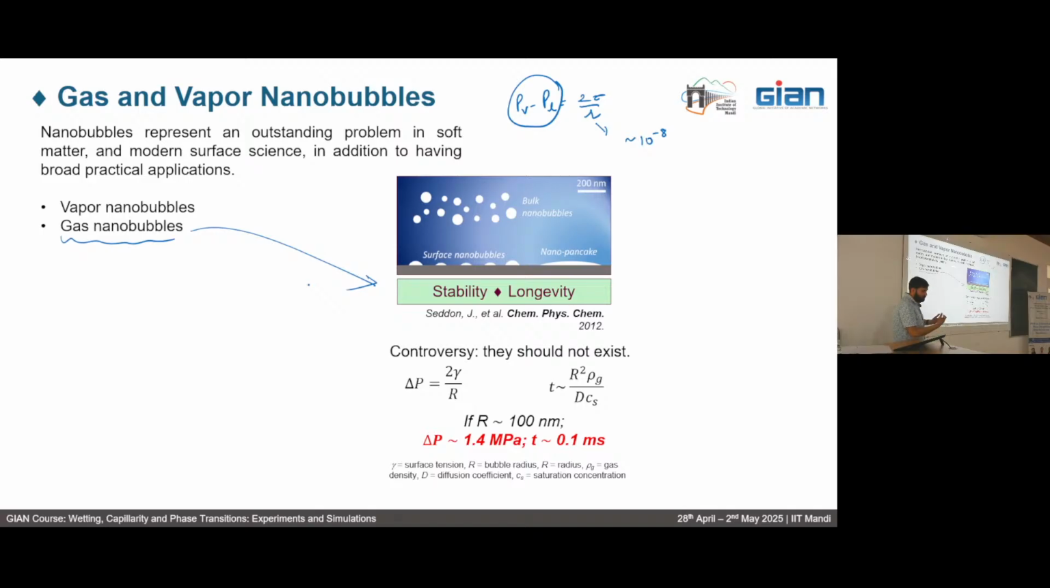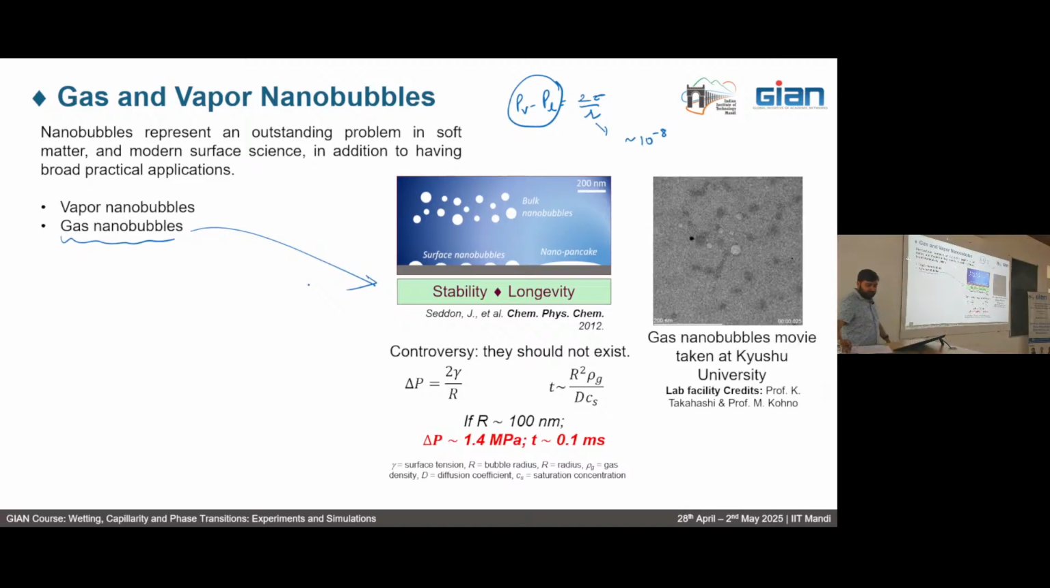Some researchers point out that there is a lot of contamination around these bubbles, which stops the gas from diffusing out of the bubble. There are several theories, contamination theories and pinning theories, a lot of theories, but still these bubbles should not exist, yet they exist for very long times, even though the prediction is that the time should be very small, because the Laplace pressure is very high.